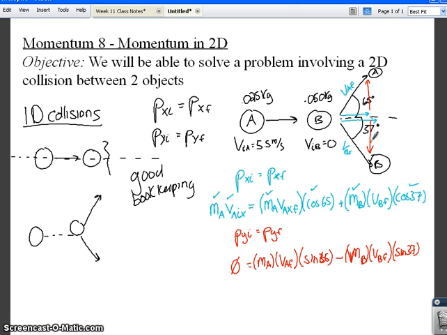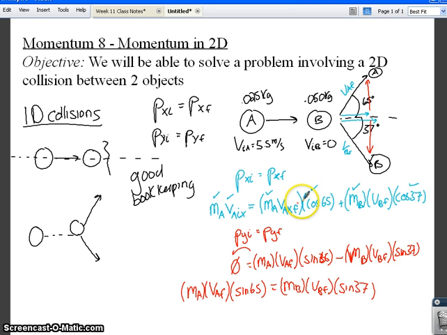And so we can manipulate this equation, bring this over here: the mass of A times the velocity of A final times the sine of 65 equals the mass of B times the velocity B final times the sine of 37. Now we have two equations, two unknowns. So we can manipulate this one and plug it into that one. So let's look at this on the next page.